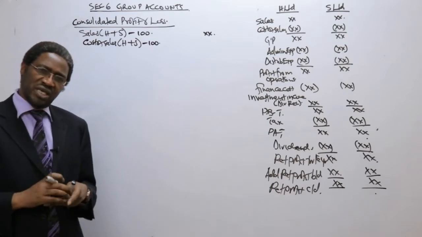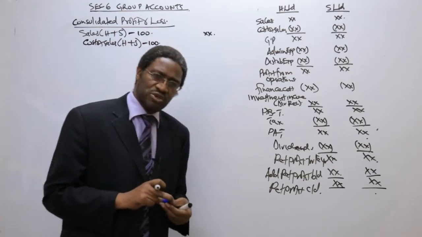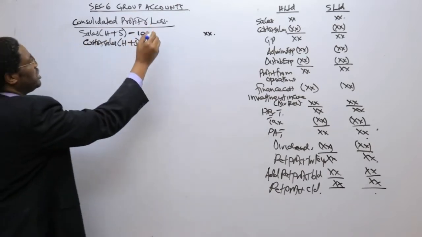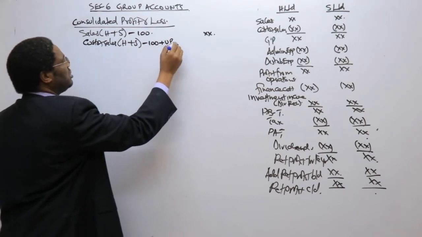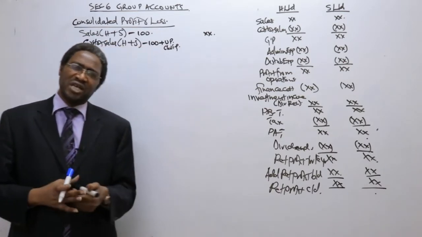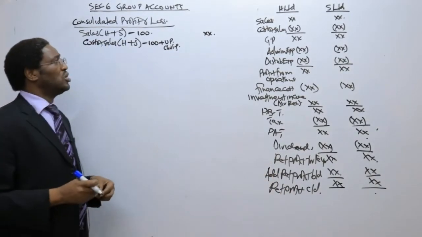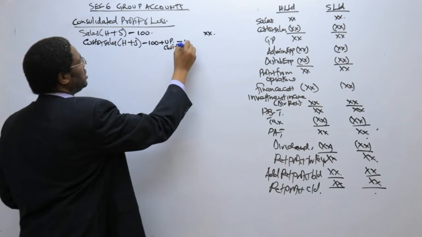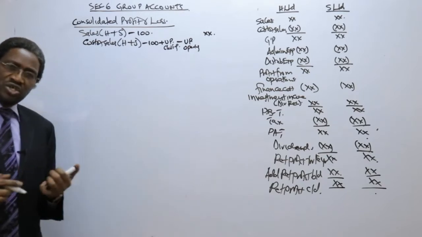Then we went further and said, if the same intercompany sale of goods gives rise to what we called unrealized profit on closing stock, that unrealized profit on closing stock should be added. Then we said, what if there was also an unrealized profit on opening stock? If there's an unrealized profit on opening stock, I hope you remember, you deduct. You have to deduct any unrealized profit on opening stock.